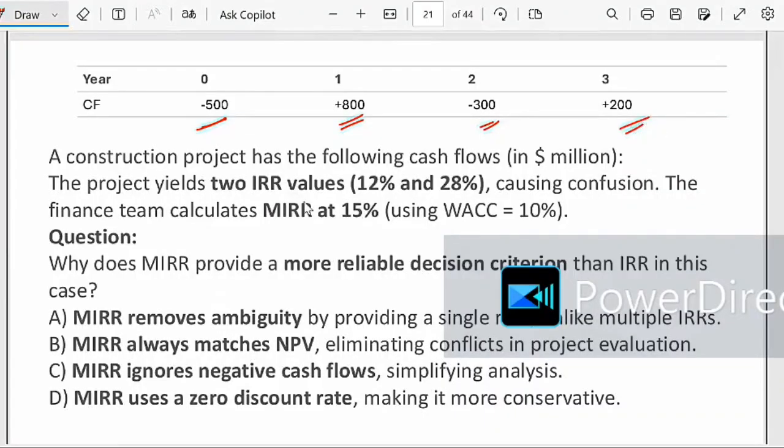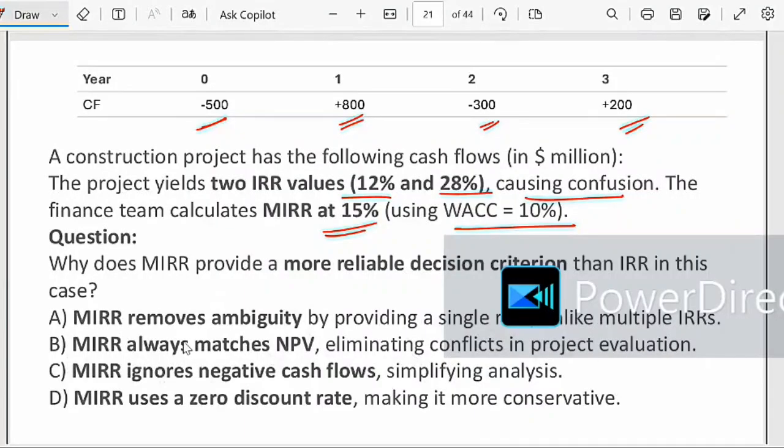Now this project has two IRRs, 12% and 28%, right? And the company finance team is scratching their heads, causing confusion, right? But they also calculate the MIRR and they get MIRR at 15% using WACC equal to 10%. Now the question is, why does MIRR provide a better decision making tool as compared to IRR? Option A, MIRR removes ambiguity by providing a single rate. Option B, MIRR always matches NPV, eliminating the conflict in project evaluation.